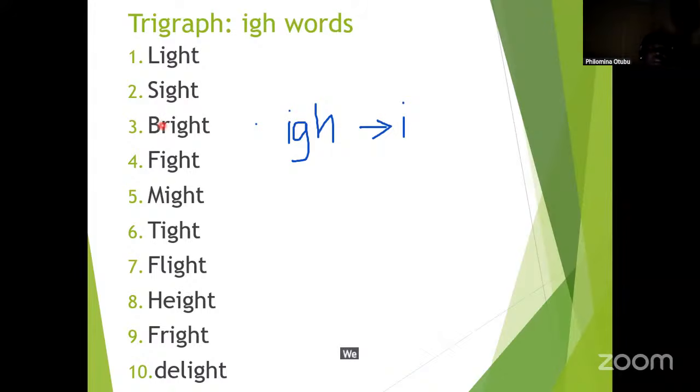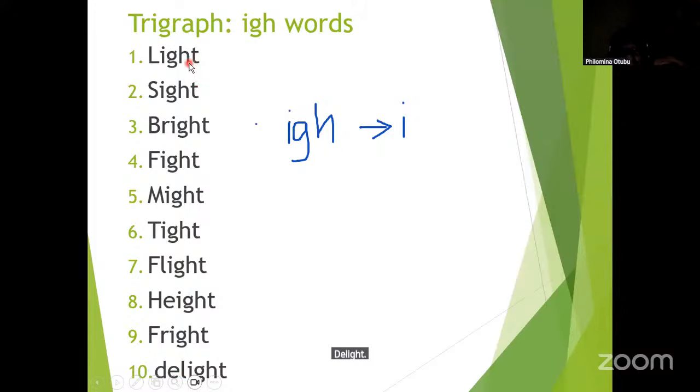We have bright, fight, might, tight, flight, height, fright, delight. We have light, sight, bright, fight, might, tight, flight, height, fright, delight.